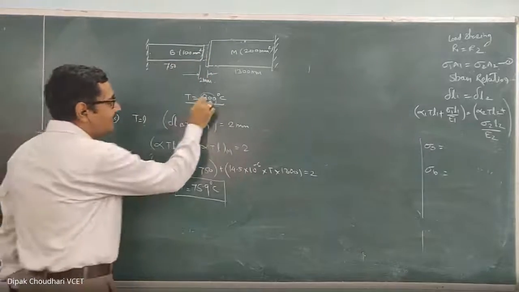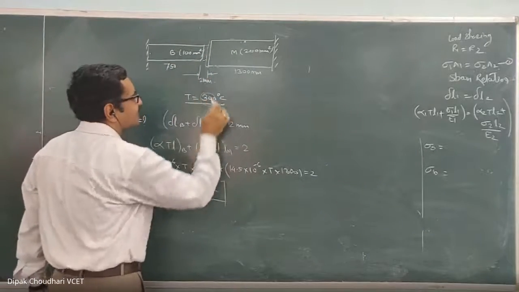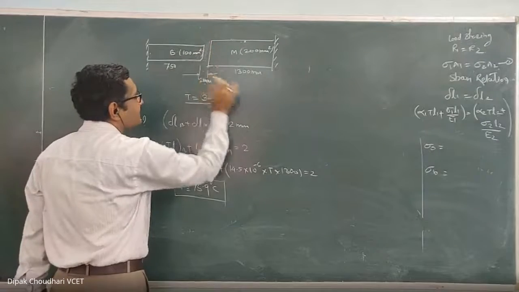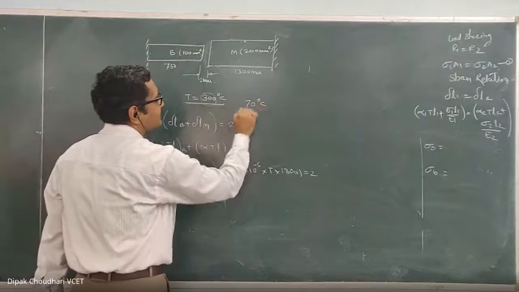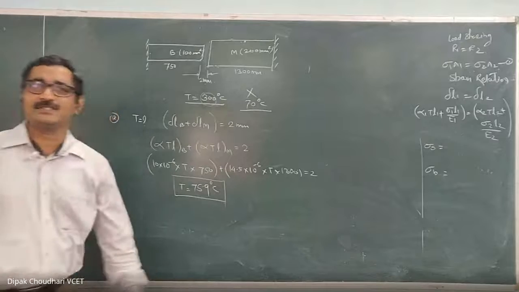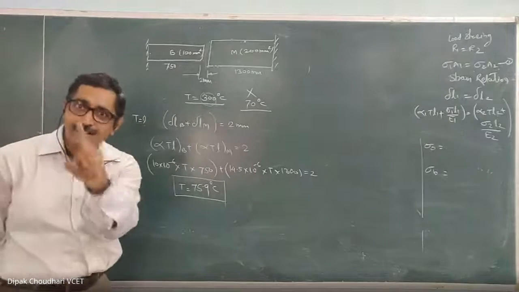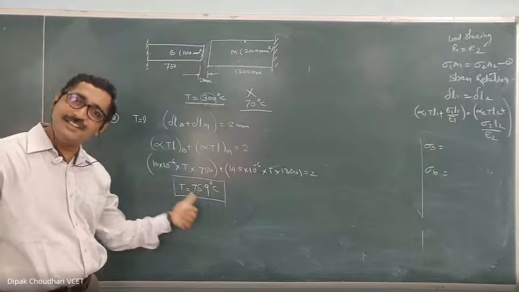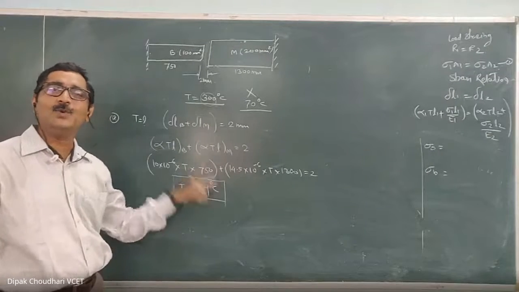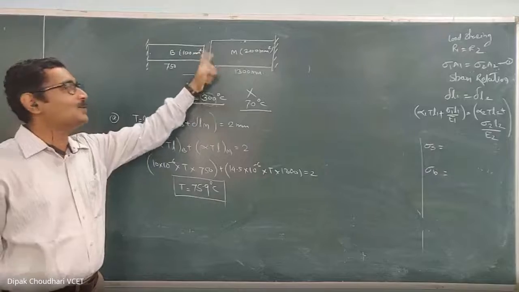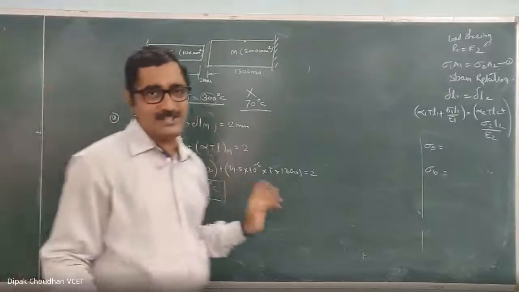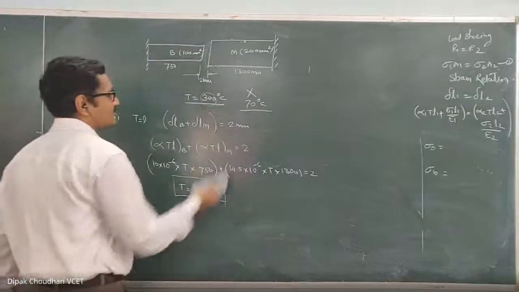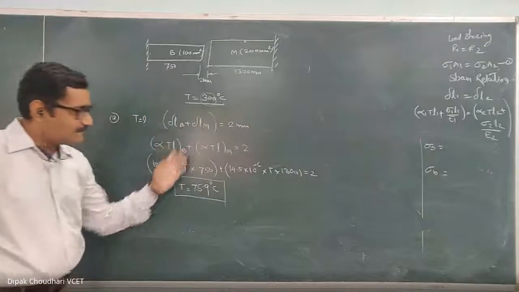But if the rising temperature is less than this, for example for this assembly, if the rising temperature is 70 degrees Celsius, no temperature stresses will induce. Temperature stresses will start to induce beyond this 75.9 degrees Celsius only. Till 75.9 degrees Celsius, only this material will elongate to close this gap. No stresses will induce. I hope that you understood this. Okay, so this is the first part.